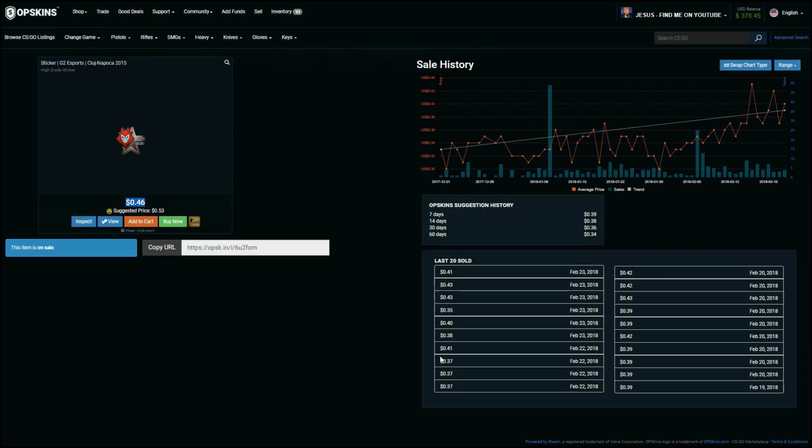And it may still be technically profitable. I haven't done the maths, it may still be slightly profitable, but it's clearly not quite as profitable as it appears to be at face value. And not to mention, as you can see, they're selling quite slowly. You might be waiting a little while before you can actually sell these.